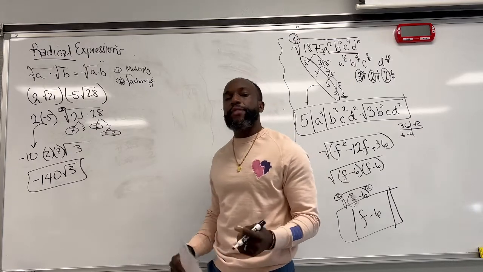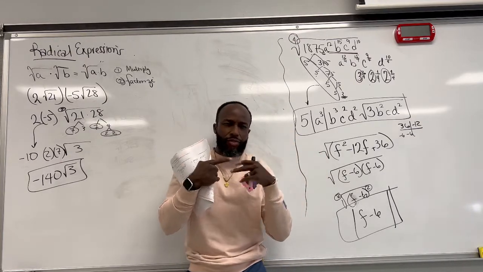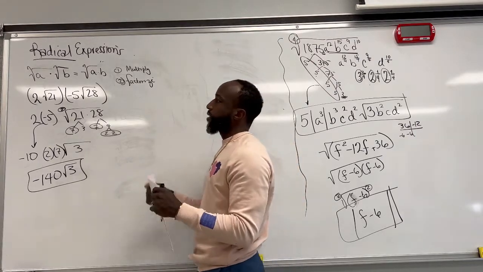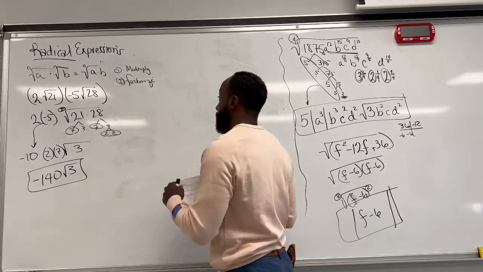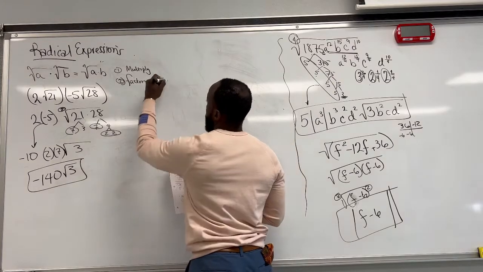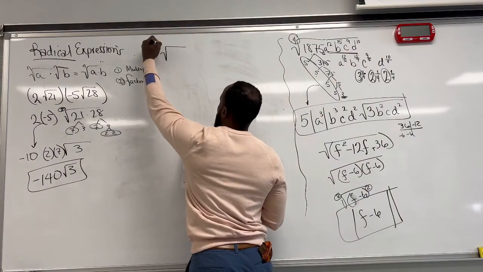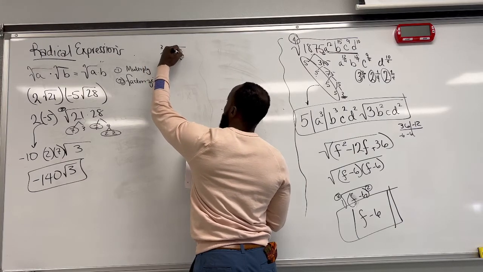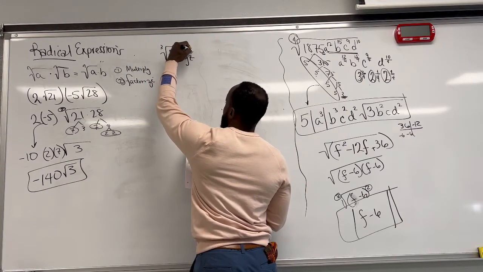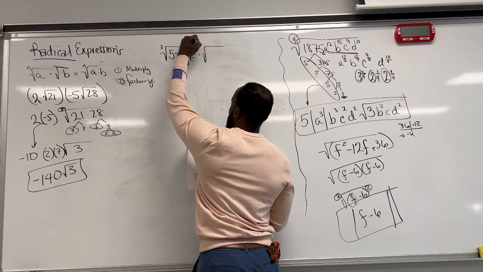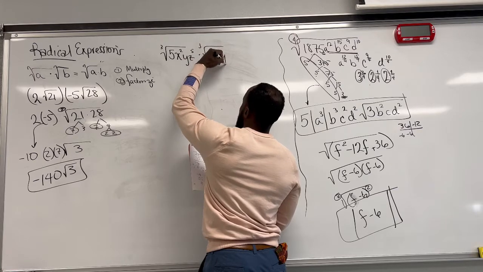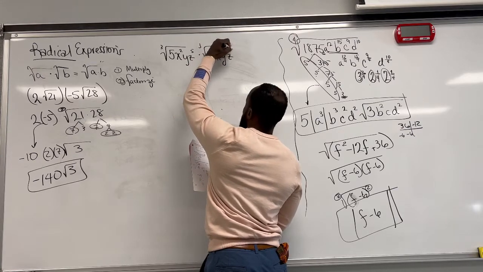The same thing happens. When you multiply variables, you add the exponents. That's the main thing. And then we have to take into consideration what their root is. So let's look at this example here. It says the cube root of 5x squared y z to the 5th times the cube root of 10xy to the 7th z squared.